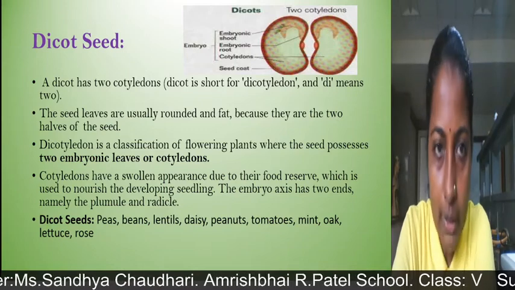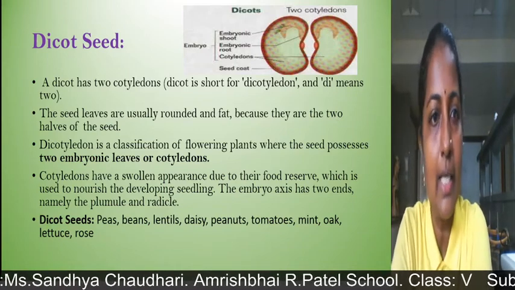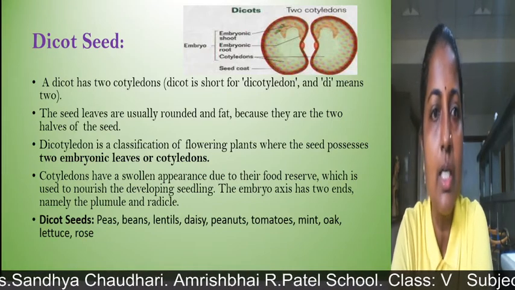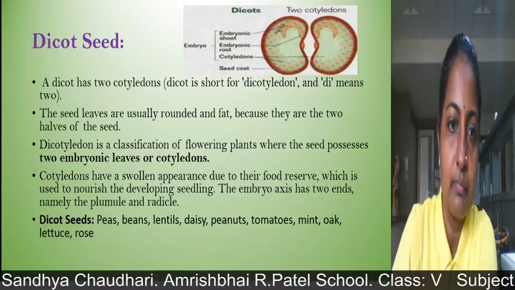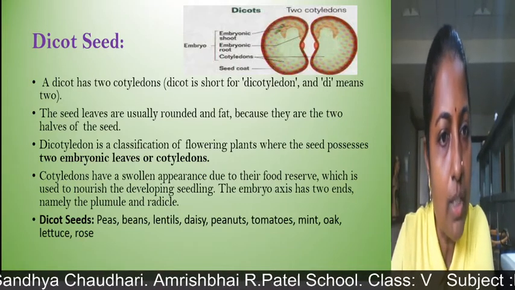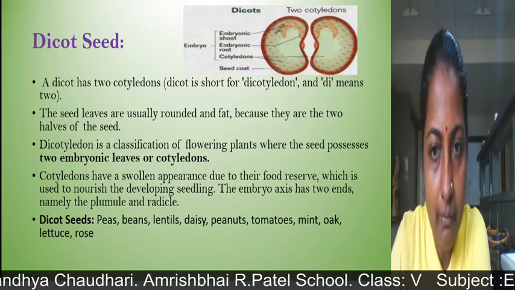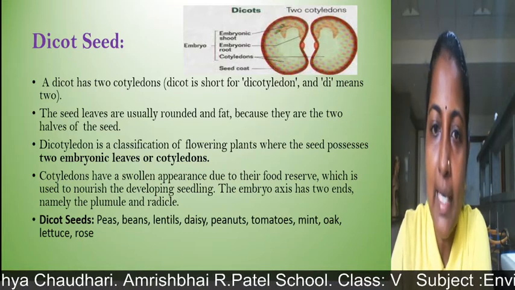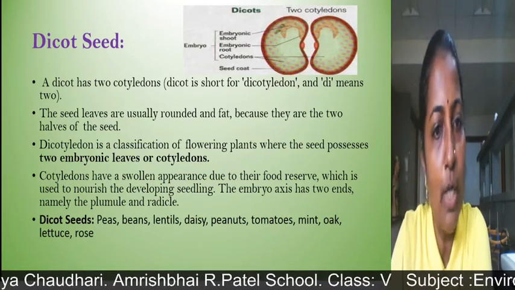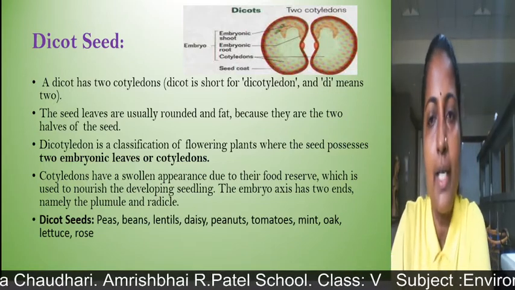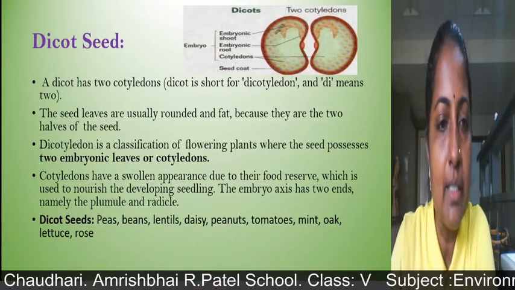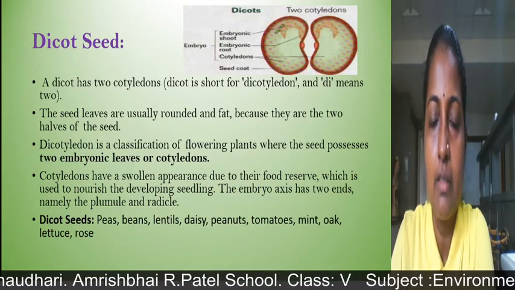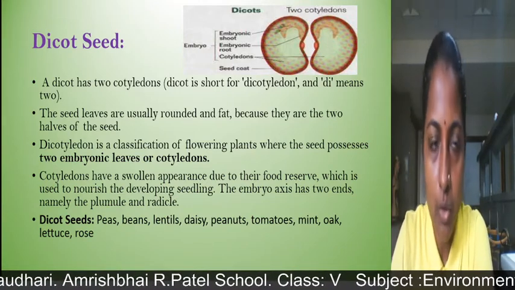A dicot has two cotyledons. Dicot is short for dicotyledon and di means two. The seed leaves are usually round and fat because they are the two halves of the seed. Cotyledons have a swollen appearance due to their food reserve, which is used to nourish the developing seedlings. The embryo axis has two ends, namely the plumule and the radicle. Dicot seed examples you can take are peas, beans, lentils, daisy, peanuts, tomatoes, mint, oak, lettuce, rose, etc. These are the examples of dicot seed.